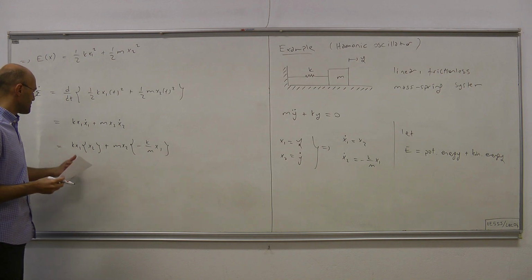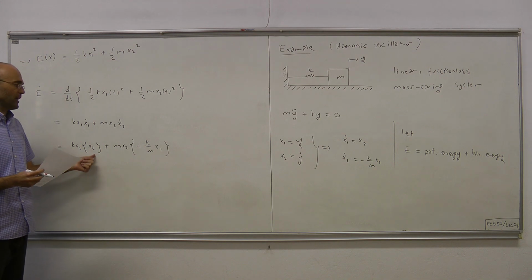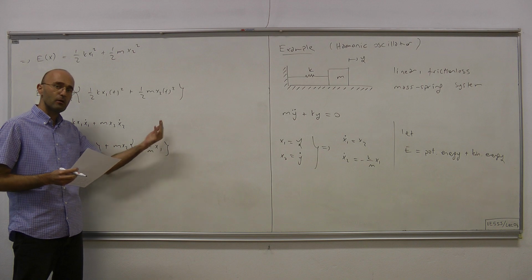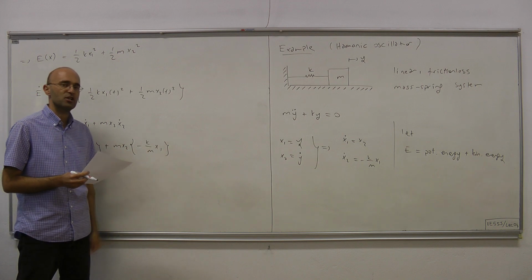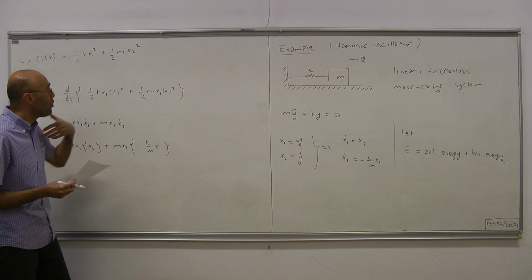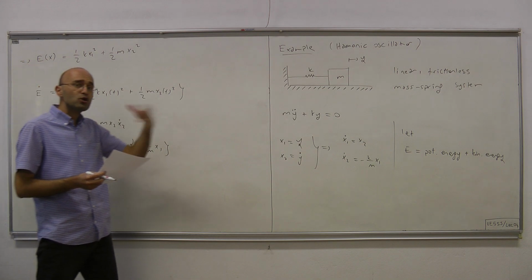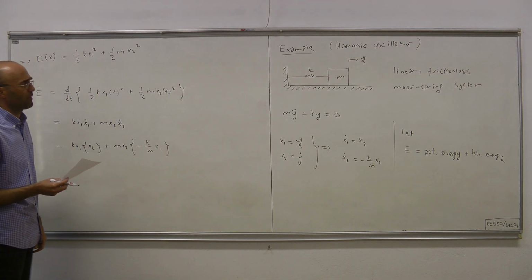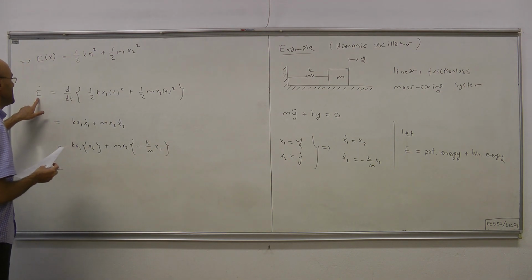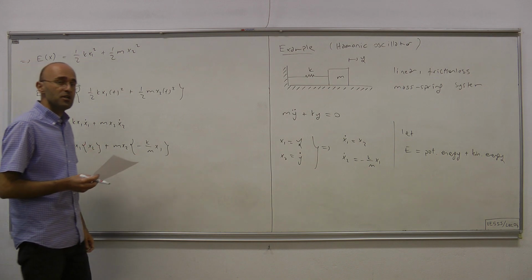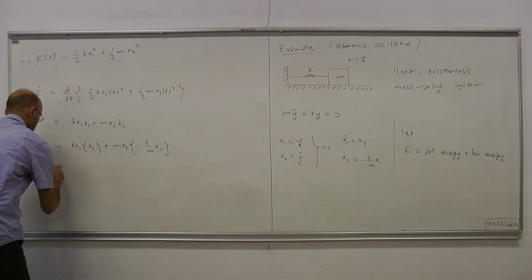And what happens here is something remarkable. Here we have k x1 x2, and then this m and that m will cancel out, and here we have minus k x1 x2. So for all solutions, that is, for any solution independent of the initial condition, E dot, the rate of change of energy, is always 0. Okay.